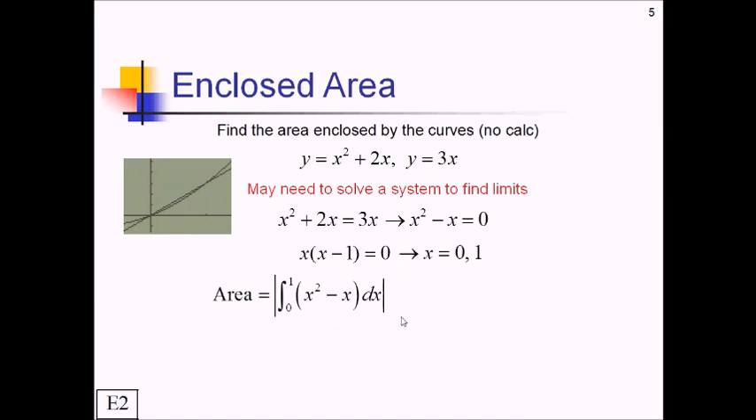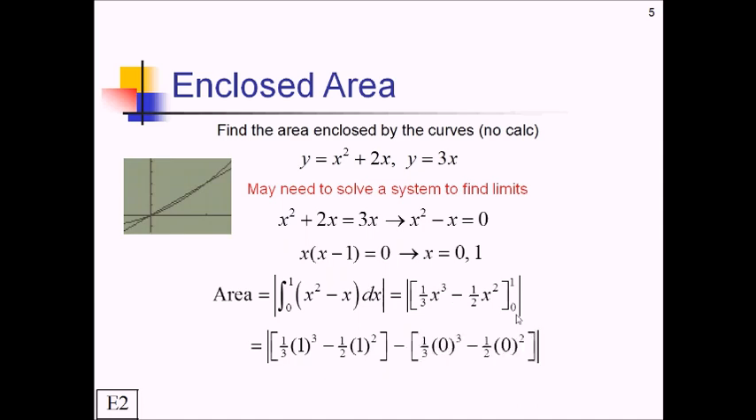Now we have to integrate it by hand. Pause the video and finish it out if you weren't able to before. So we have absolute value of, this is going to be 1/3 x cubed minus 1/2 x squared from 0 to 1. So that's all this stuff with 1 plugged in minus all this stuff with 0 plugged in.